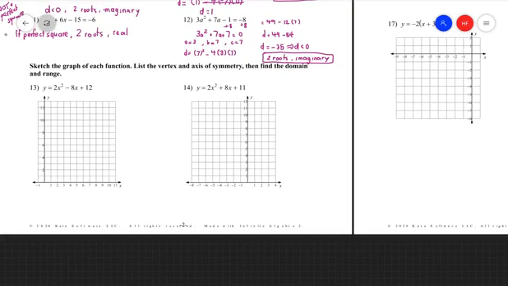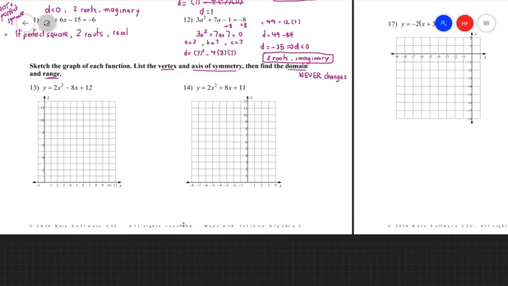Now on the next one, it says, sketch the graph of each function, list the vertex and the axis of symmetry, then find the domain and range. So vertex, axis of symmetry, domain, and range. But what do we know about the domain of our quadratics? Yep, it never changes. So it's always going to be all real numbers, or negative infinity to positive infinity.